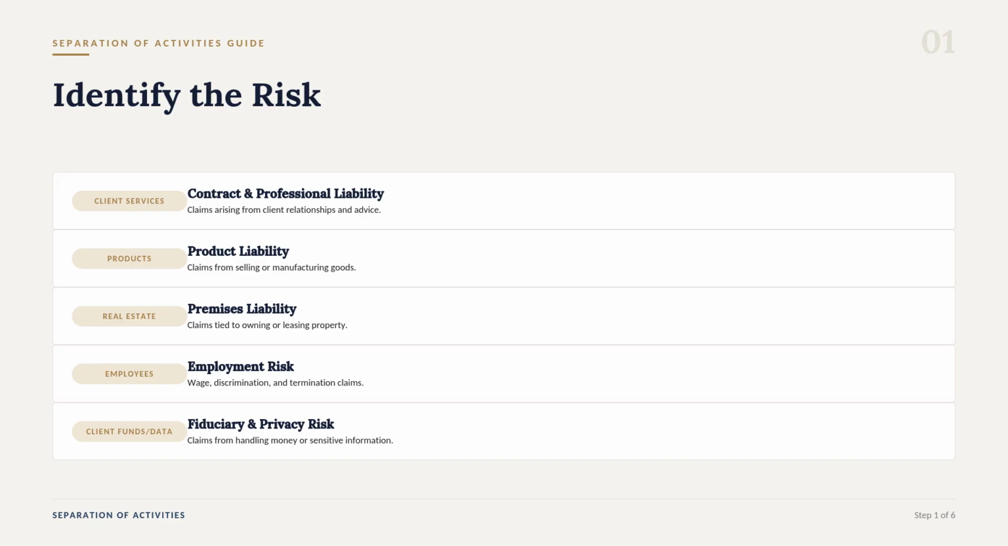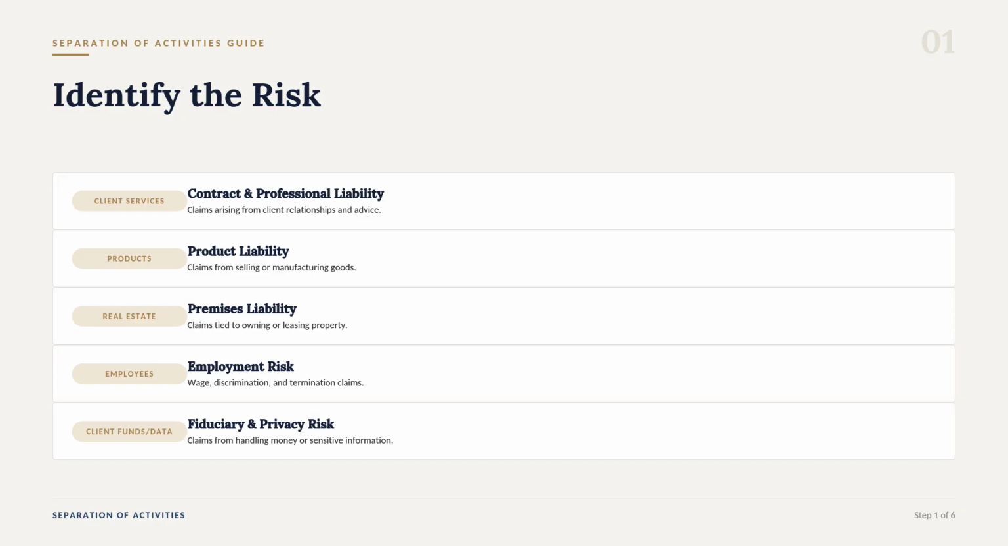Not every activity carries the same risk. A client-facing service business carries contract and professional liability risk. A business that sells products carries product liability risk. Owning real estate carries premises liability risk. Having employees carries wage, discrimination, and termination risk. Handling client funds or sensitive data carries fiduciary and privacy risk.